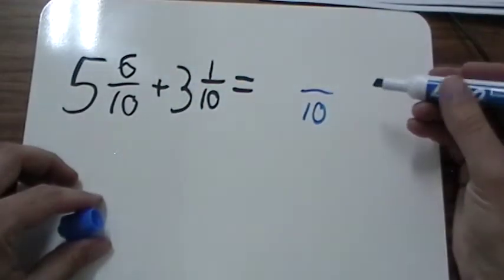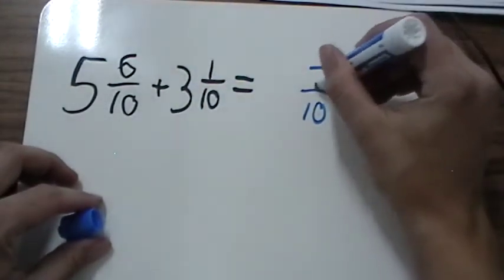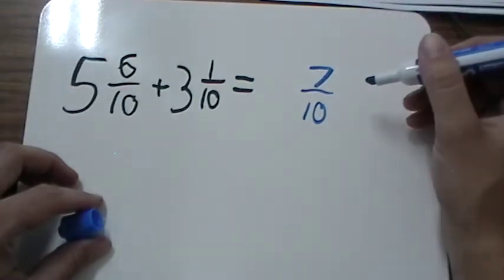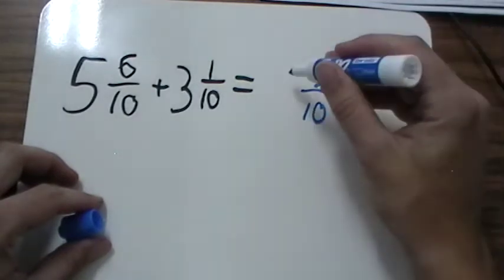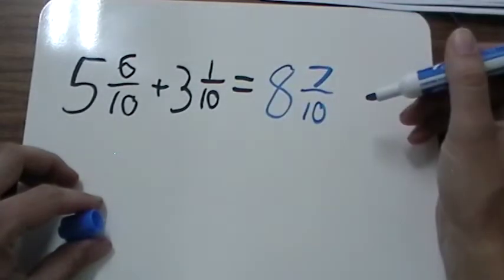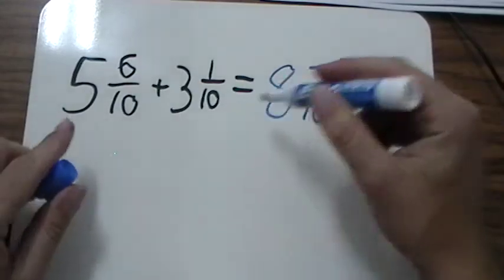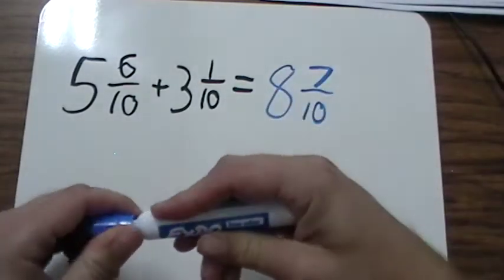6 plus 1. 6 plus 1 gets me 7. All right. Now I add the whole number. 5 plus 3. 5 plus 3 gets me 8. So 8 wholes and 7 of the 10 pieces.